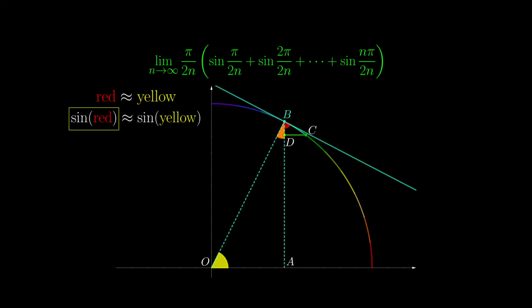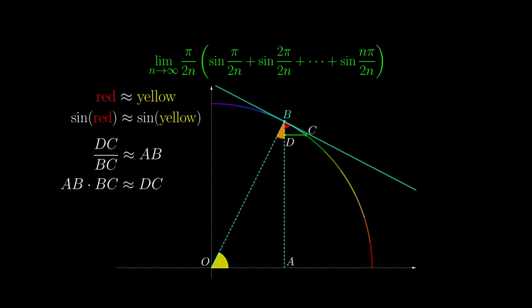To figure out sine of the red angle, we first take a look at this triangle. We can see that it is DC divided by BC. Although BC is still an arc, it will become a straight line in the limiting case. What about sine of the yellow angle? We have already established it should be the vertical segment AB. The most amazing step now is to multiply both sides by BC and we get this relation.